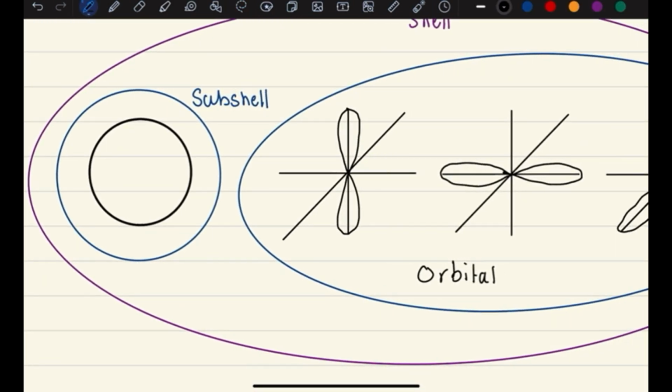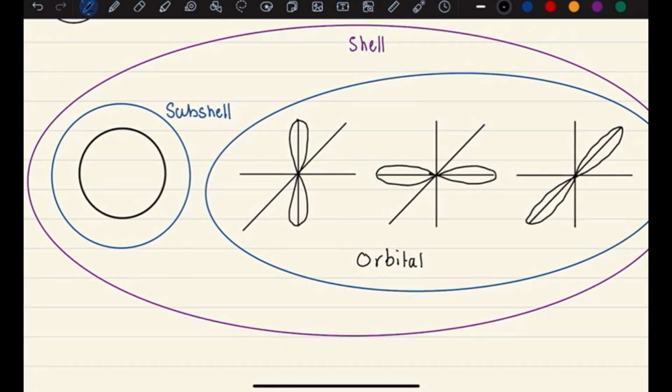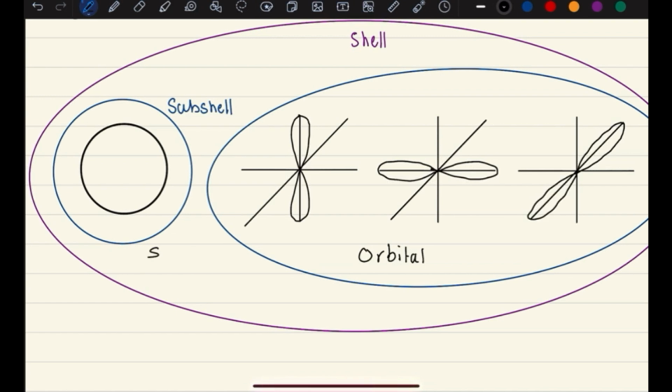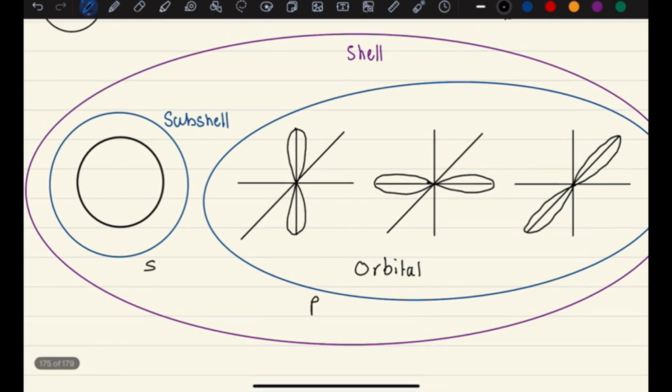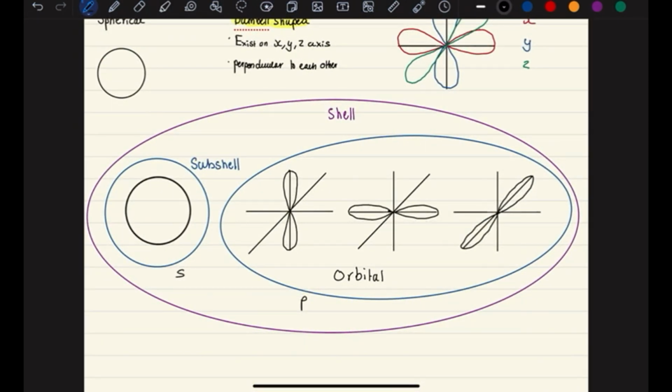So orbitals are just orbitals, and orbitals exist inside of the subshell. The subshell will determine the shape of that orbital. So for example, here is an s subshell, here is a p subshell. They are just going to be inside of your electron shell. I really hope that makes sense, guys. Sometimes you might need to rewind. Just keep trying to soak it in.